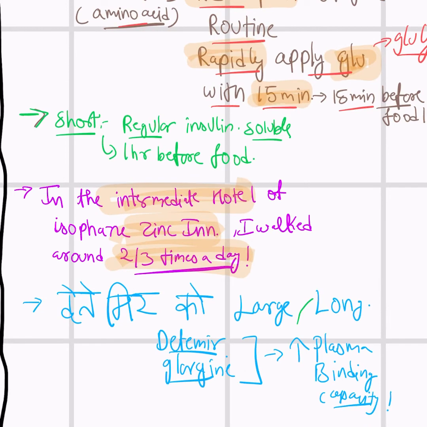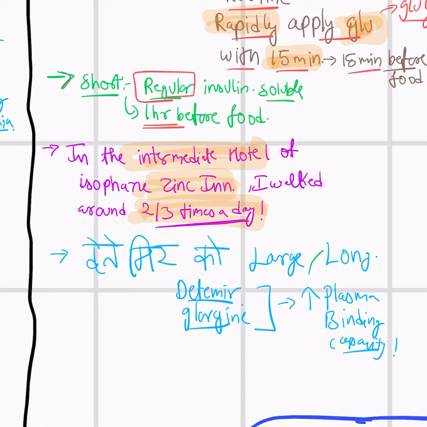Then we have the short-acting insulins. The regular insulin is the short-acting insulin, and it is taken 1 hour before food. Then we have the intermediate insulin. The mnemonic for this is, in the intermediate hotel of isophane, zinc, I walked around 2 to 3 times a day. So this would remind us of the fact that it's an intermediate type of insulin. Isophane would remind us of isophane zinc insulin, and we have to take this 2 to 3 times a day.